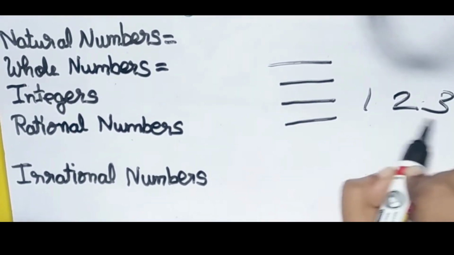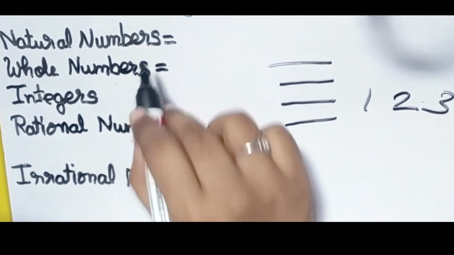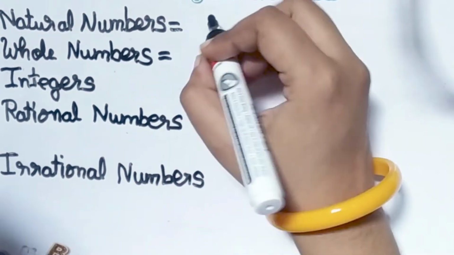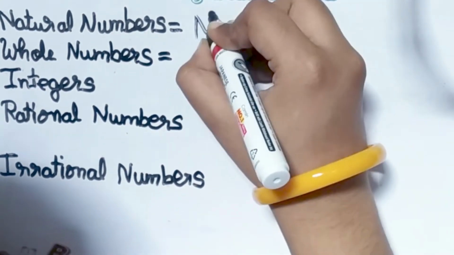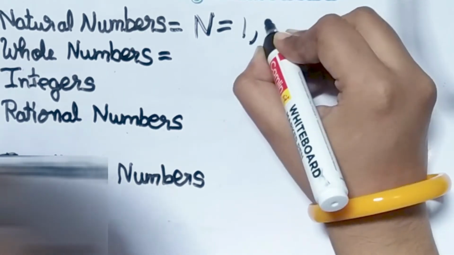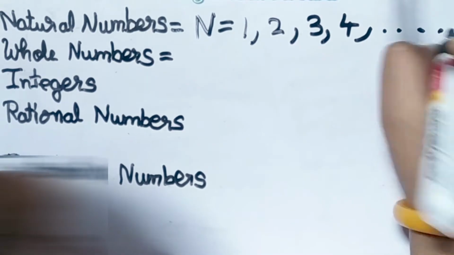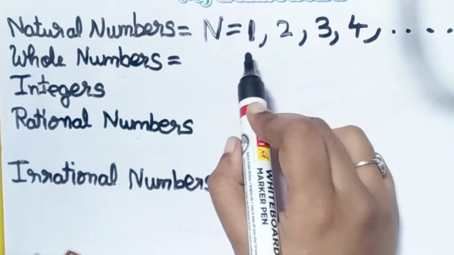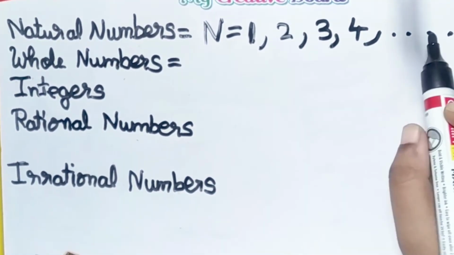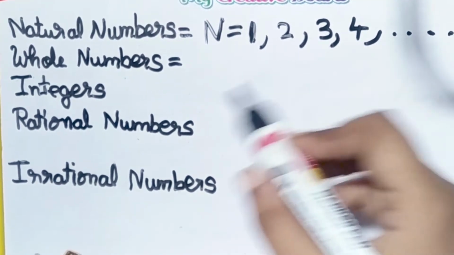So all these numbers 1, 2, 3, the counting numbers, are called natural numbers. Natural numbers are denoted by capital N, and this set includes all the numbers 1, 2, 3, 4 and so on. So all the counting numbers will go on up to infinity. It will continue, 1000, 10,000, it will go on.